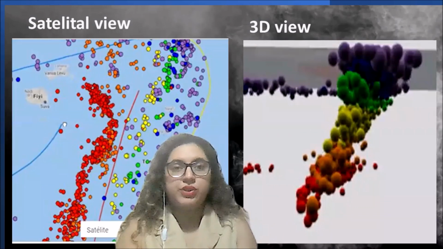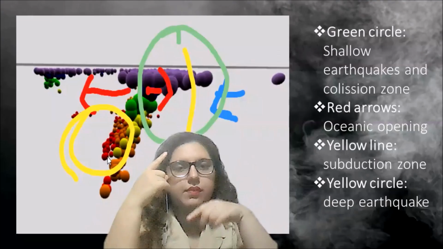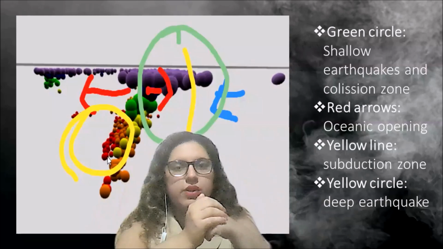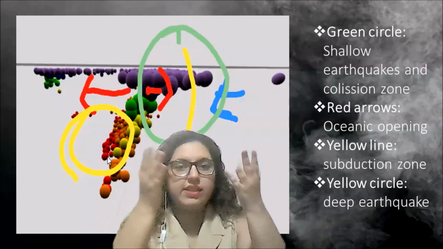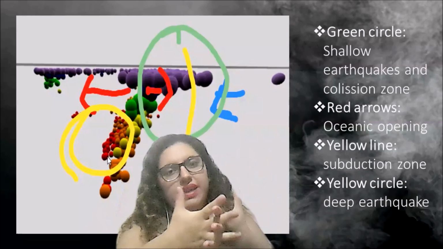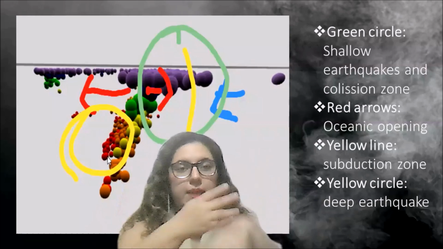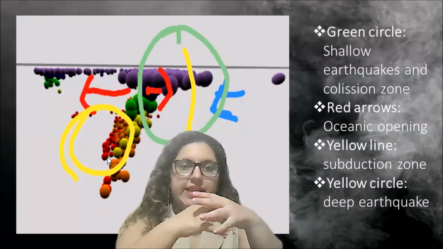This area is too far from the other areas that we presented. What happened in this area? In the white circle, shallow earthquakes and collision zones. The red is oceanic opening. The yellow line is the subduction zones that we talked about before in the slide, and the yellow circle is deep earthquakes.